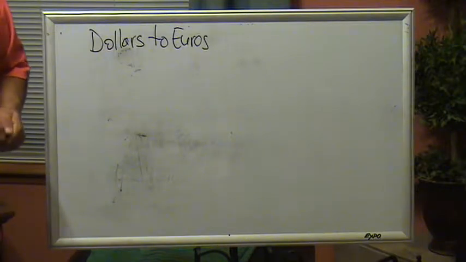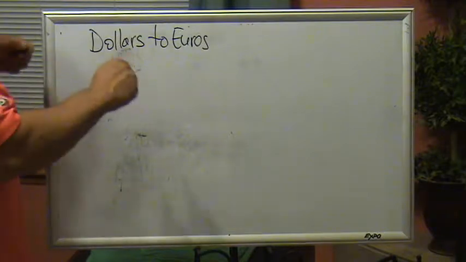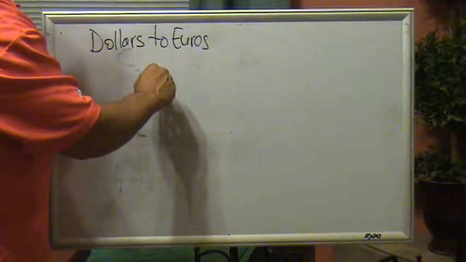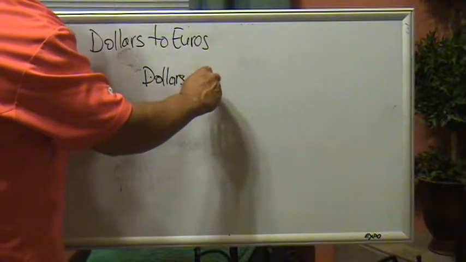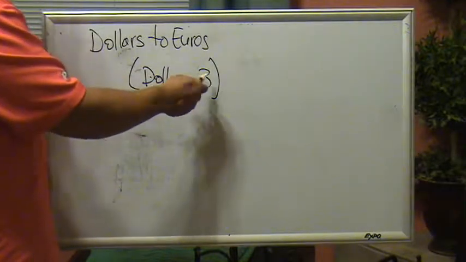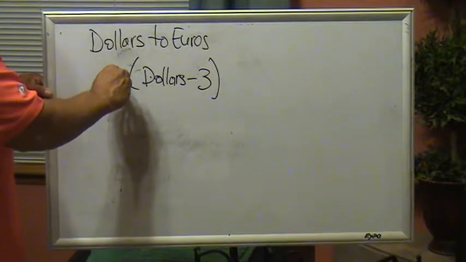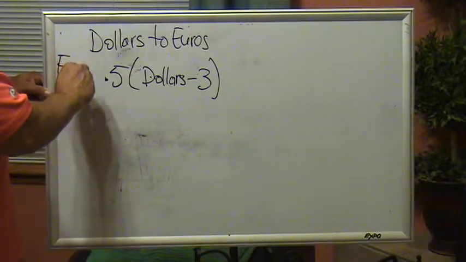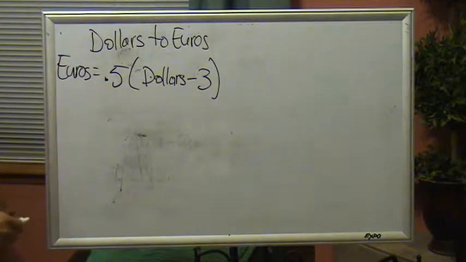So we're going to make a table for this and plot this function on a graph. The base cost is, for every amount of dollars, they charge you a base fee of $3. But for every dollar we also spend, we'll get 0.5 euros. So that's represented here. And so now euros is equal to 0.5 times (dollars minus 3). Let's go ahead and set up a table.